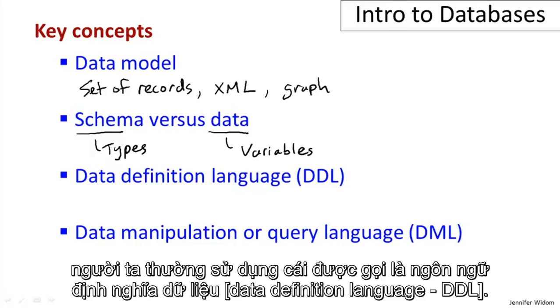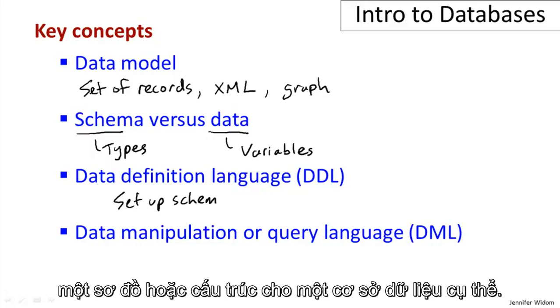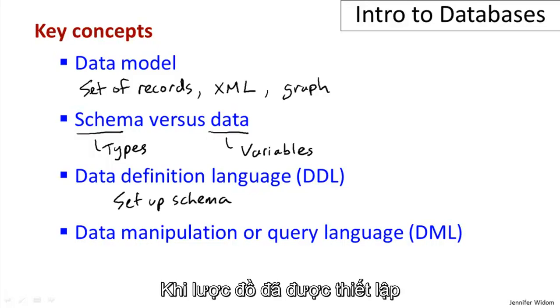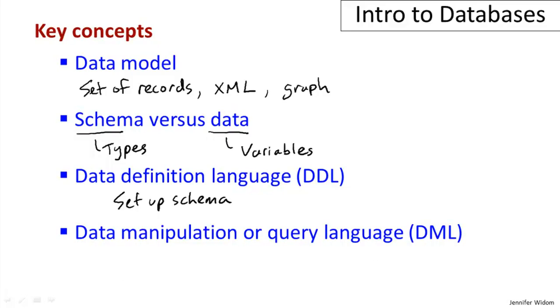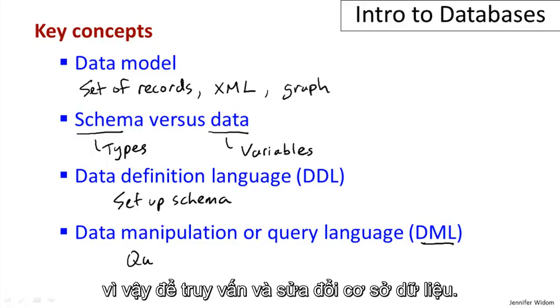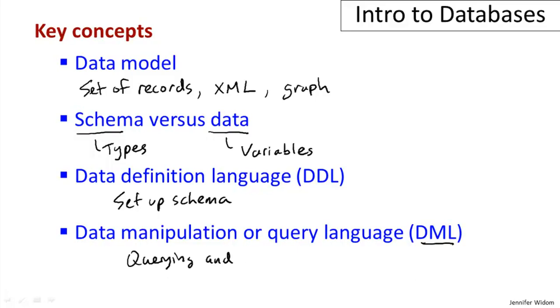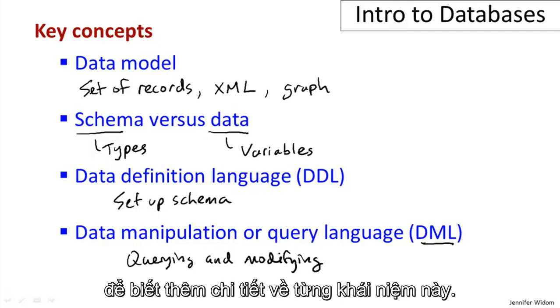Now, to set up the schema, one normally uses what's known as a data definition language. Sometimes people use higher-level design tools that help them think about the design, and then from there go to the data definition language. But it's used in general to set up the schema or structure for a particular database. Once the schema has been set up and data has been loaded, then it's possible to start querying and modifying the data, and that's typically done with what's known as the data manipulation language, for querying and modifying the database. Okay, so those are some key concepts. Certainly we're going to get into much more detail in later videos about each of these concepts.